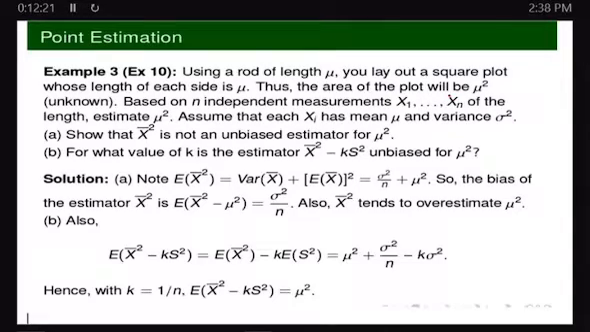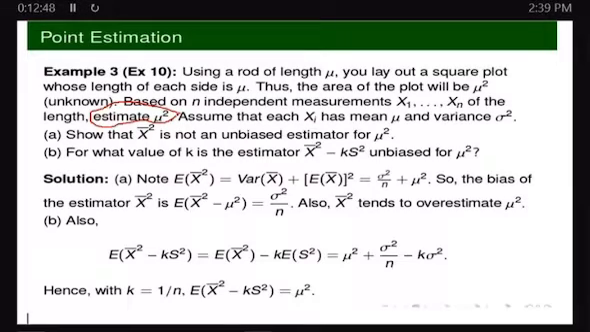Now, based on independent measurements, of course, you're going to have repeated measurements, right? X1 up to Xn of the length. And the question now is estimating mu squared, okay? Assuming that each X has a mean mu and a variance sigma squared. And the question is asking, show that X bar squared is not an unbiased estimator of mu squared.